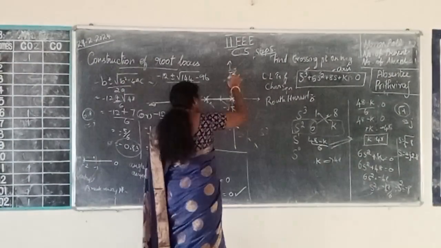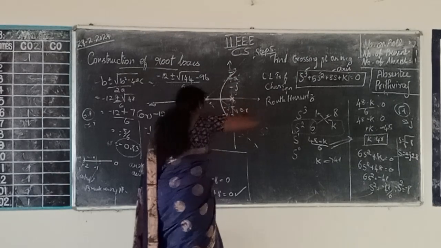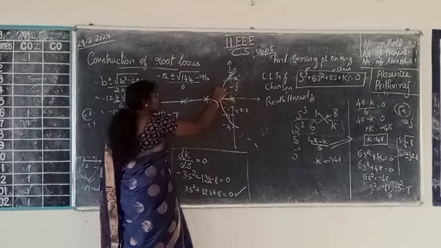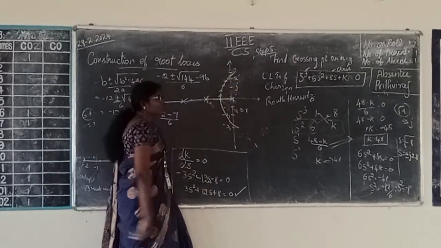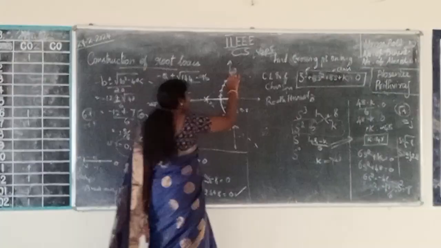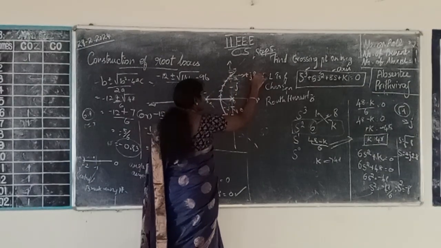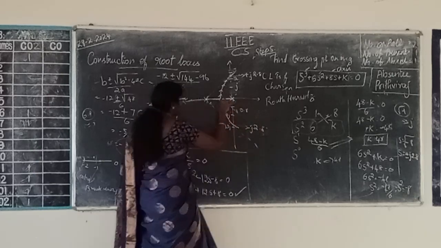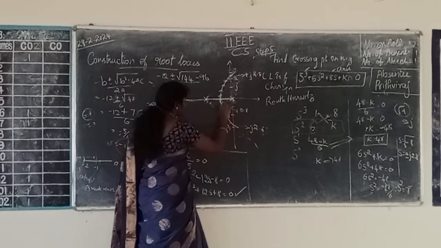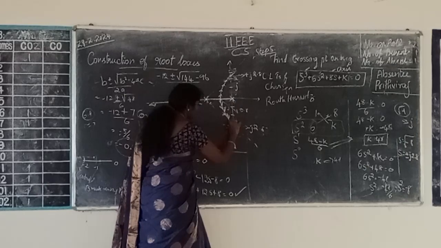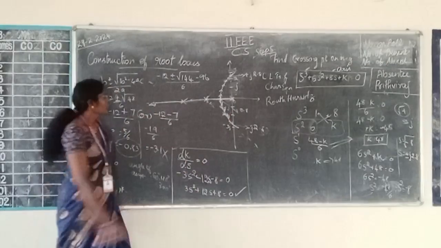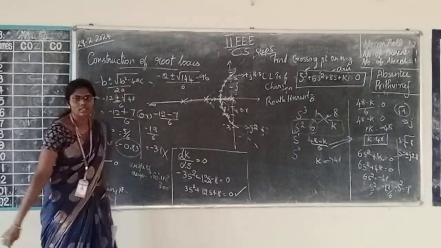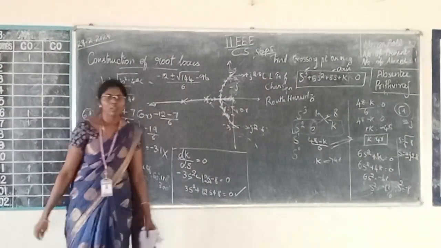What you have to do is move from the breakaway point towards the imaginary axis. This point is plus J 2.8, and this point is minus J 2.8. You have to mark it like this. Clear? That's all. And this is your breakaway point. You will be marking like this. That's all about your root locus.